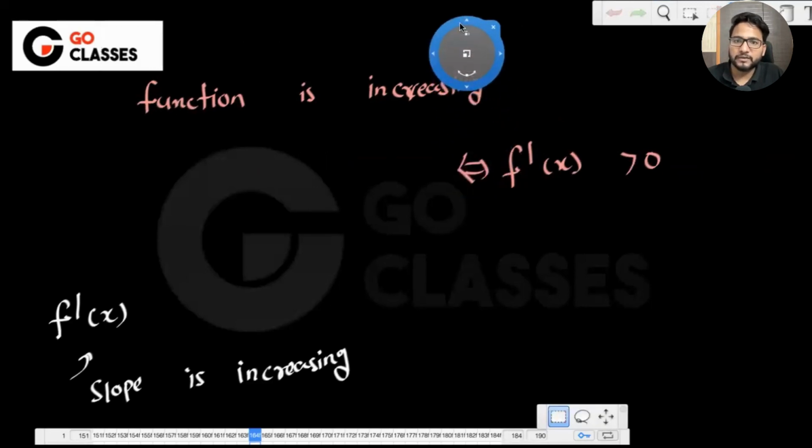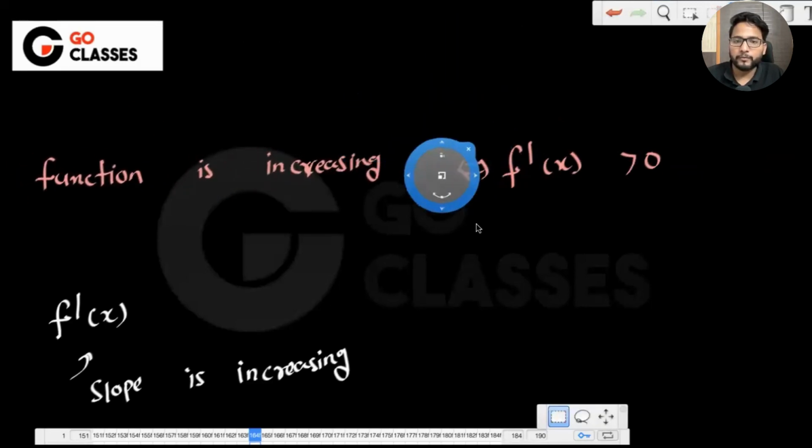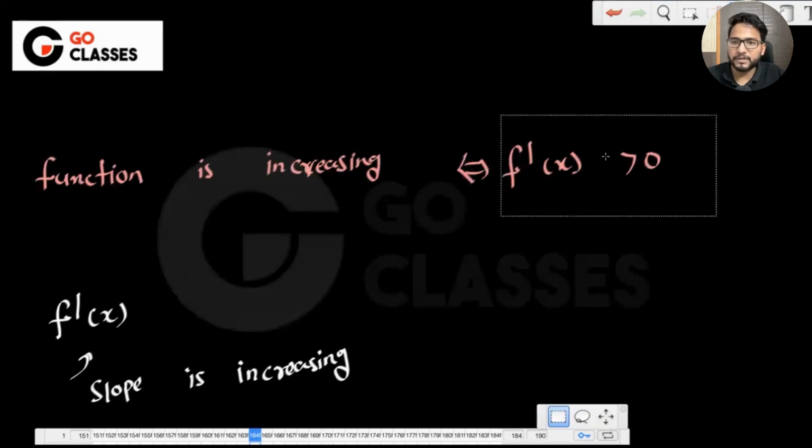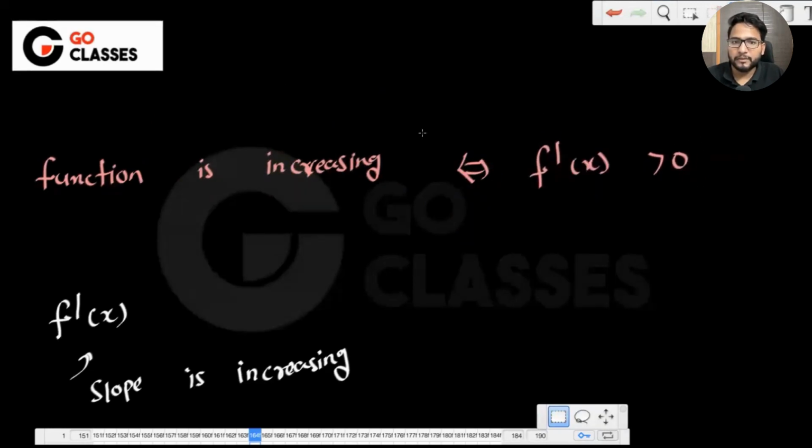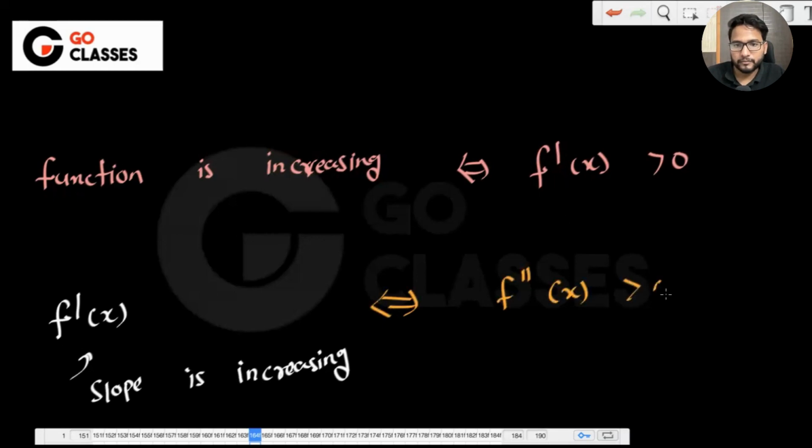See, if I want to check whether some function is increasing or not, what do I do? I just check whether this derivative is greater than 0 or not, right? Now tell me, if I need to check whether the slope, which is f dash x, a function of the slope basically, is increasing, then what will I do? I will just check whether f double dash x is greater than 0 or not, right?